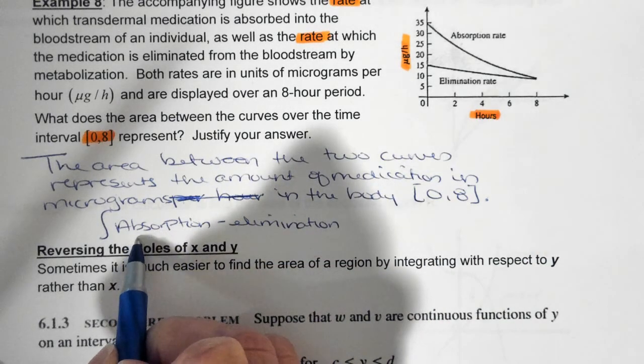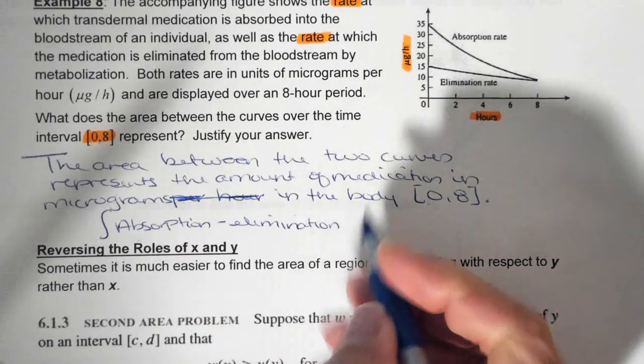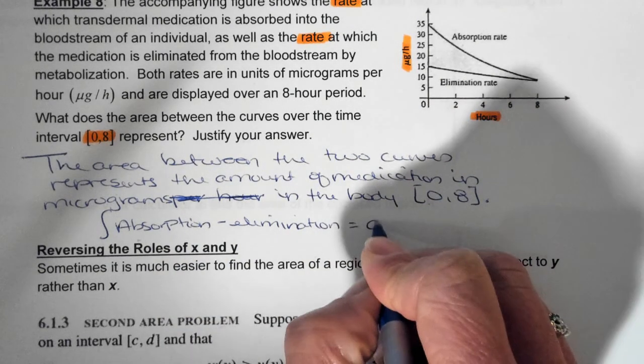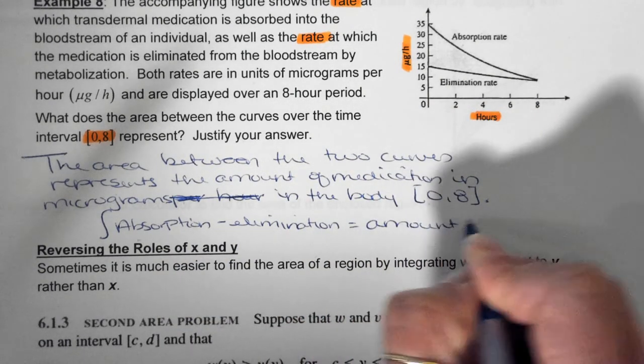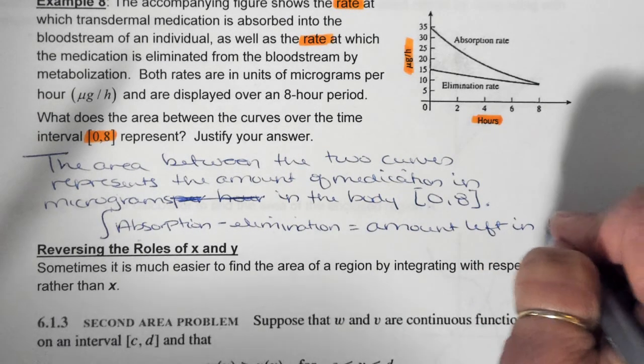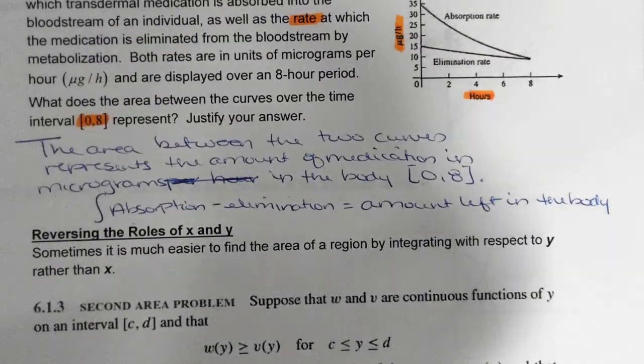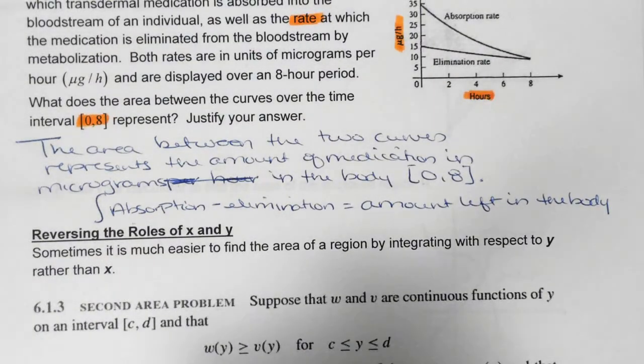So then you have the absorption minus the elimination. The area between these two curves is equal to the amount left in the body. Because you're integrating. Okay, so why did I ask you to do this question? Two reasons. Number 1, it's interpretation.